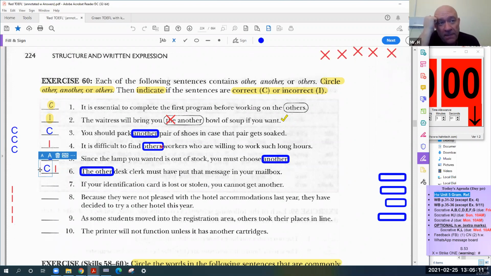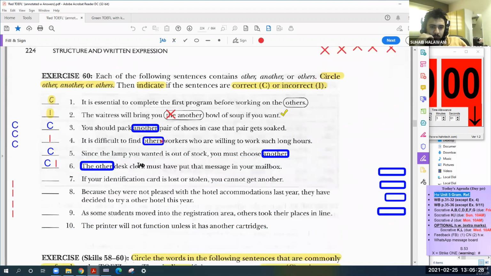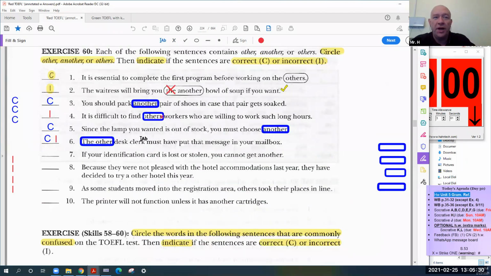So if there are many desk clerks, what should I use? Another, without the. So I will put in another. If there are many, then I will use another. You understand, gentlemen? You see the difference?